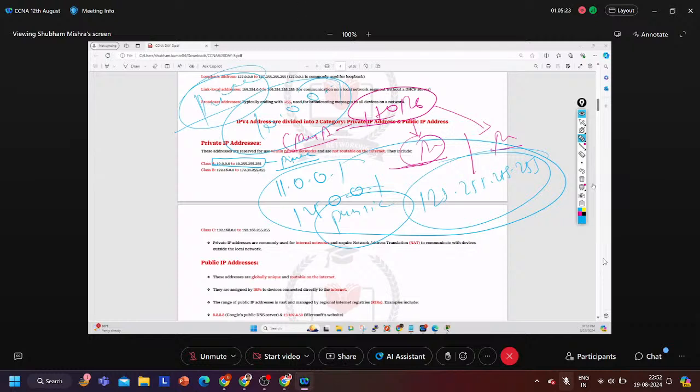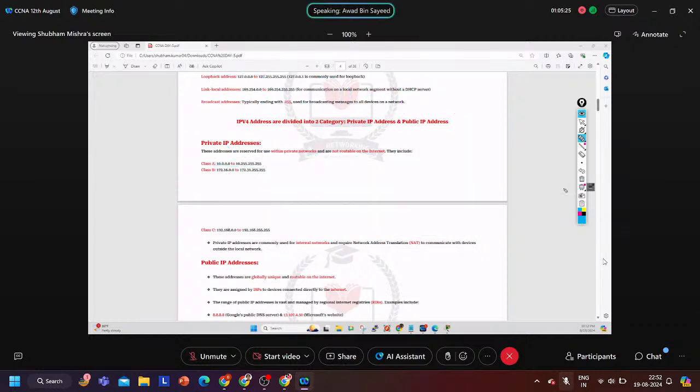So there are classes A, B, and C, and in classes A, B, and C, some range of IP addresses is private, and apart from private, all the rest of the IP addresses are known as public. Are you clear, everyone? Similarly, for class A this one is private, for class B this one is private, and for class C this one is private. And the rest of the IP addresses are called public.